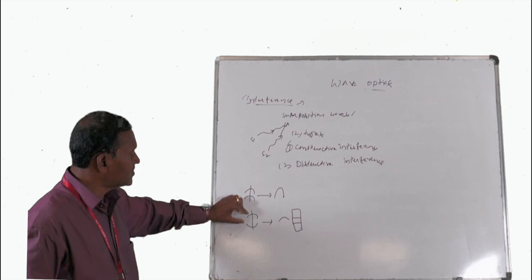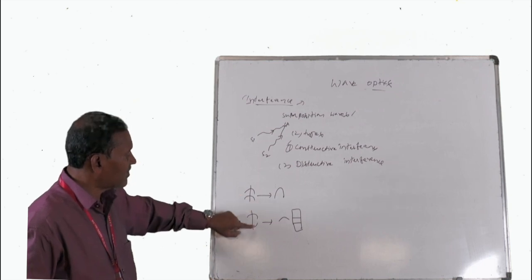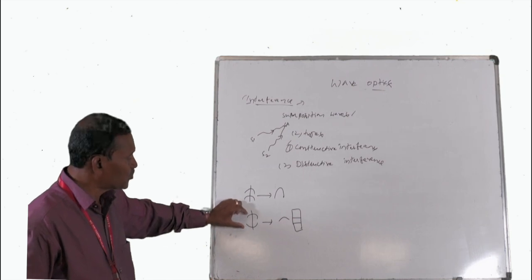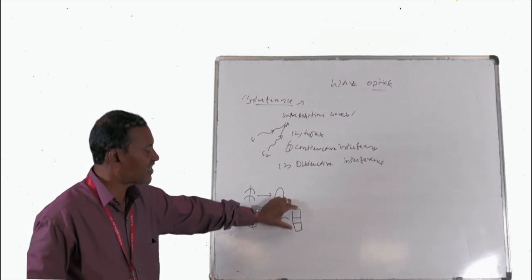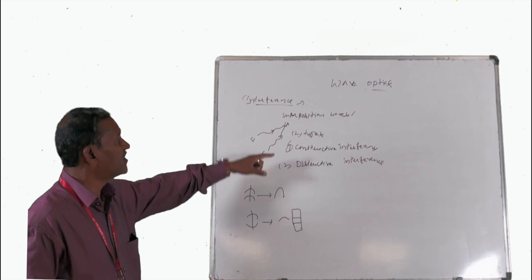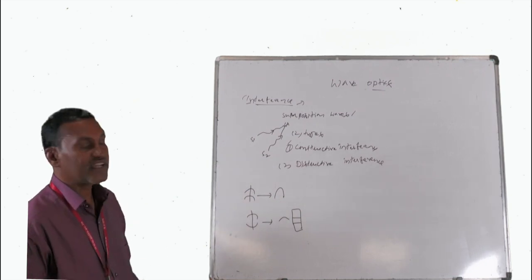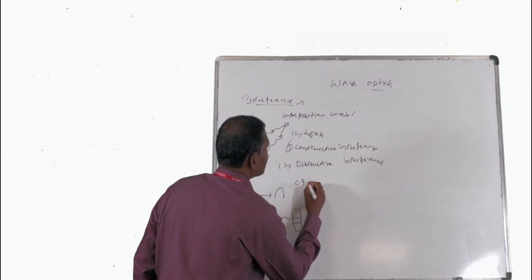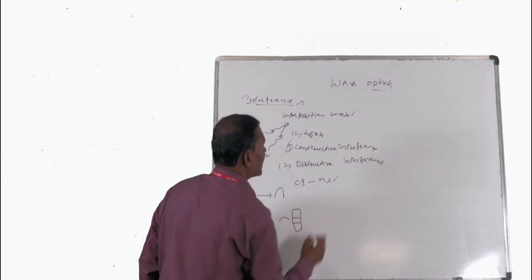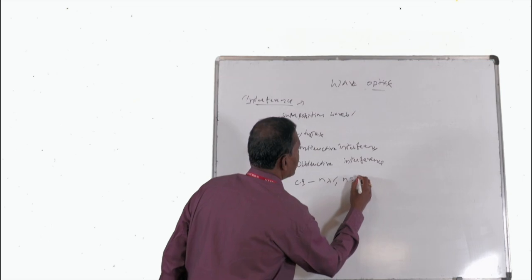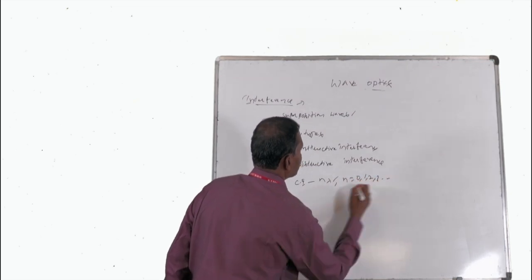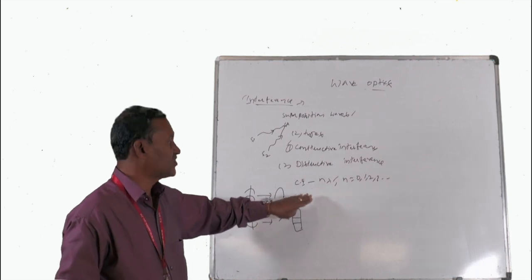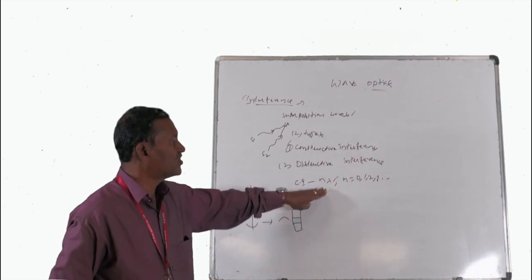Similarly, here we see waves in opposite directions. One wave is in the downward direction and another wave is in the upward direction. The superposition of these two waves gives this kind of resultant intensity. This is called constructive interference. Then what is the condition for constructive interference? The condition is path difference equal to n lambda, where n equals 0, 1, 2, 3, and so on. This is the path difference between the two waves.